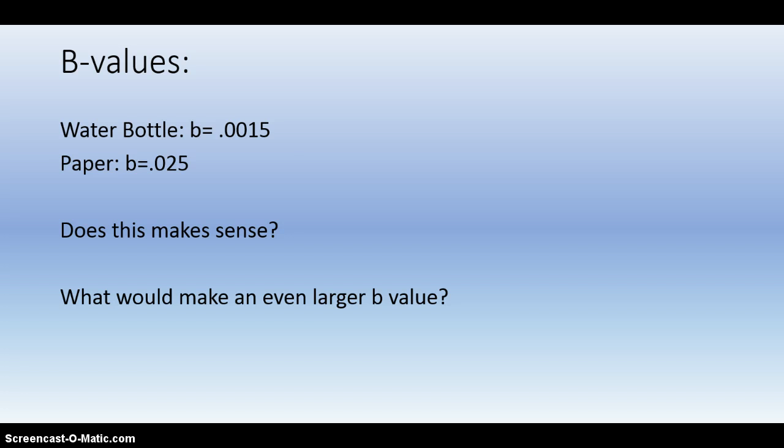The next question that I pose is, what would make an even larger B value? We would need something with more wind resistance or air resistance, so maybe a parachute or a larger piece of paper would make a larger B value and an object that moves even slower while free falling from gravitational force.